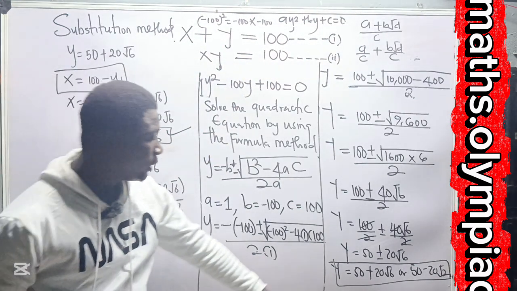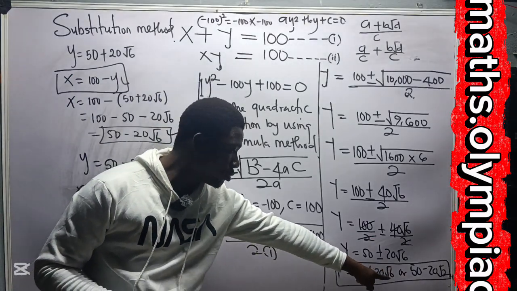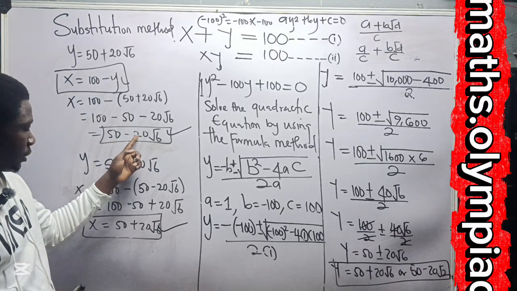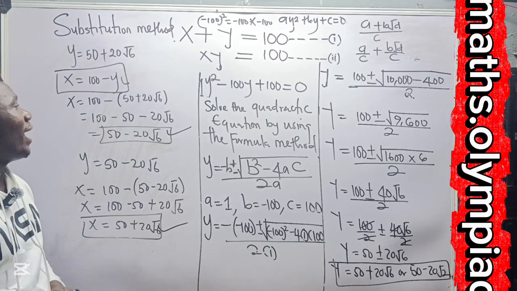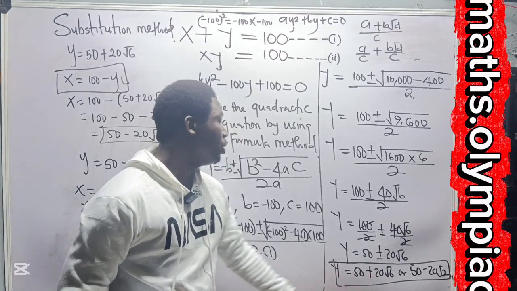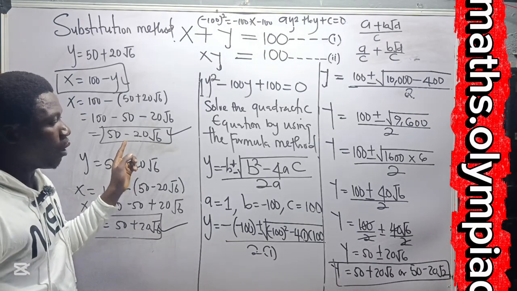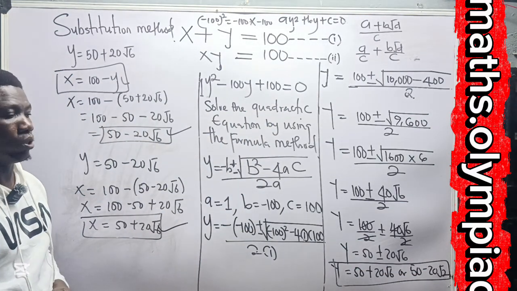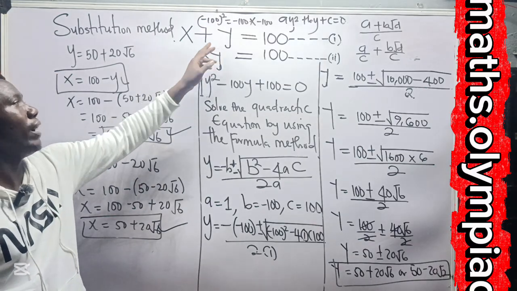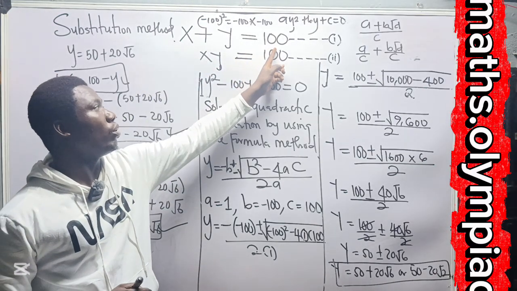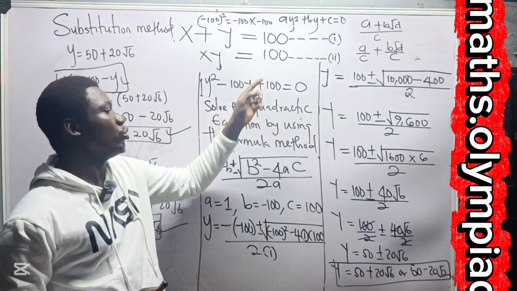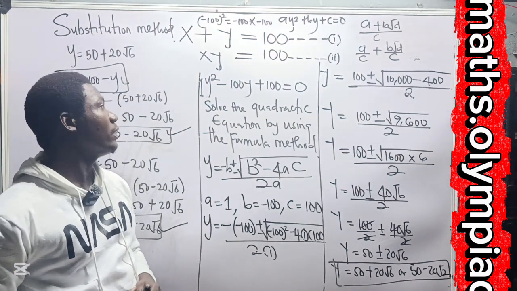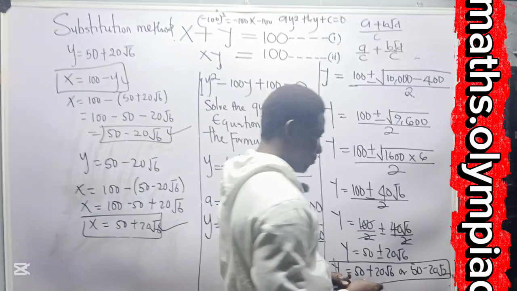Don't forget I said this is your value for y, 50 plus 20 root 6 or 50 minus 20 root 6, while the values of x are 50 minus 20 root 6 or 50 plus 20 root 6. So where your y was plus, your x was minus. And where your y was minus here, your x was what? Plus. So let's cross check. Let's add these two values to see if we are going to get 100, and then multiply it also to see if we are going to get 100. And that's the most interesting part of this question. Let's do that quickly.